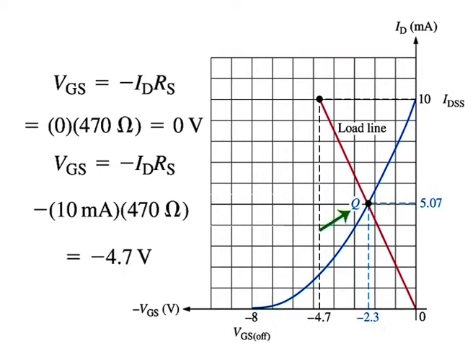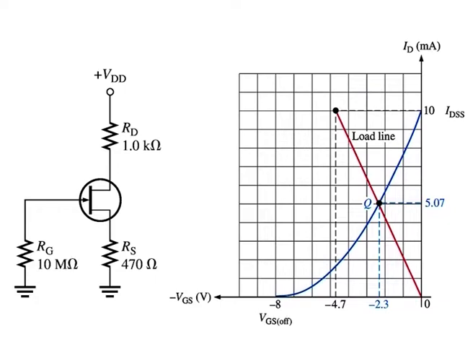The point where the load line intersects the transfer characteristic curve is the Q point of the circuit as shown, where ID is equal to 5.07 milliamperes and VGS is equal to minus 2.3 volts. For increased Q point stability, the value of Rs in the self bias circuit is increased and connected to a negative supply voltage. This is sometimes called dual supply bias.